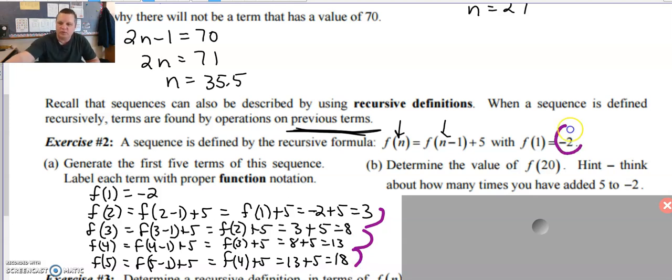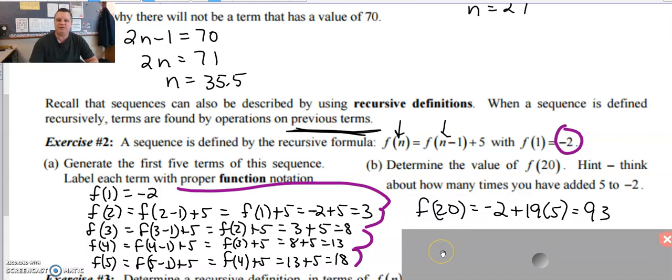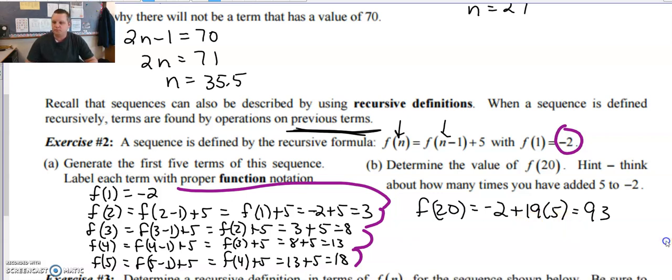And what we did is we started with a negative 2. So to get to f of 2, I added 1 five. To get to f of 3, I added 2 fives. So to get to f of 20, I would have to add 19 fives. It's always one less. Well, usually one less. And that will give you 93.